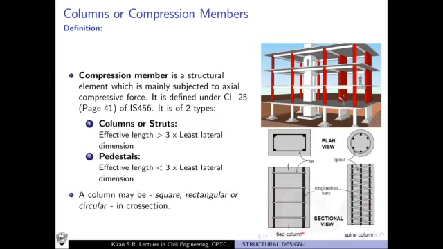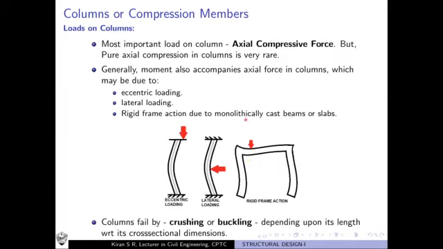So the longitudinal bars are tied together either using lateral ties, as in this figure, or using spirals, otherwise known as helical reinforcement. Spirals or helical reinforcements. Okay, so this is exactly what we are going to study in this chapter. So let me move on.